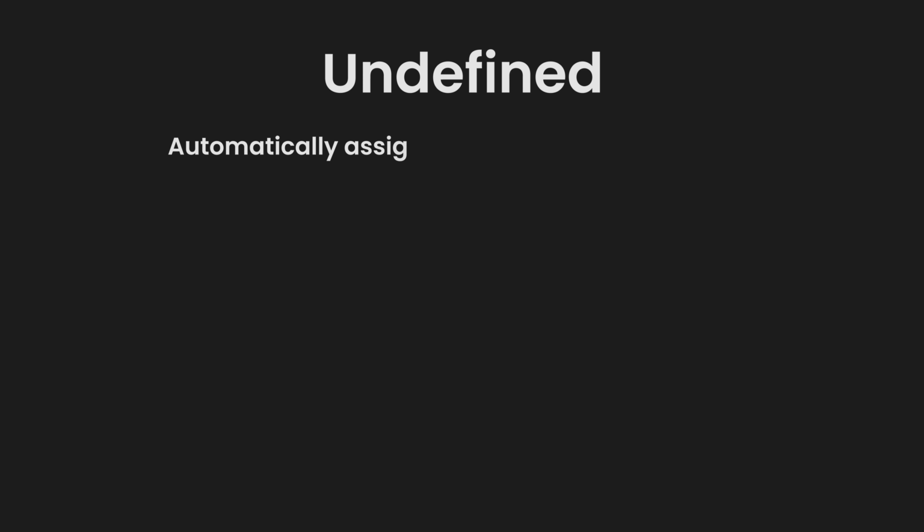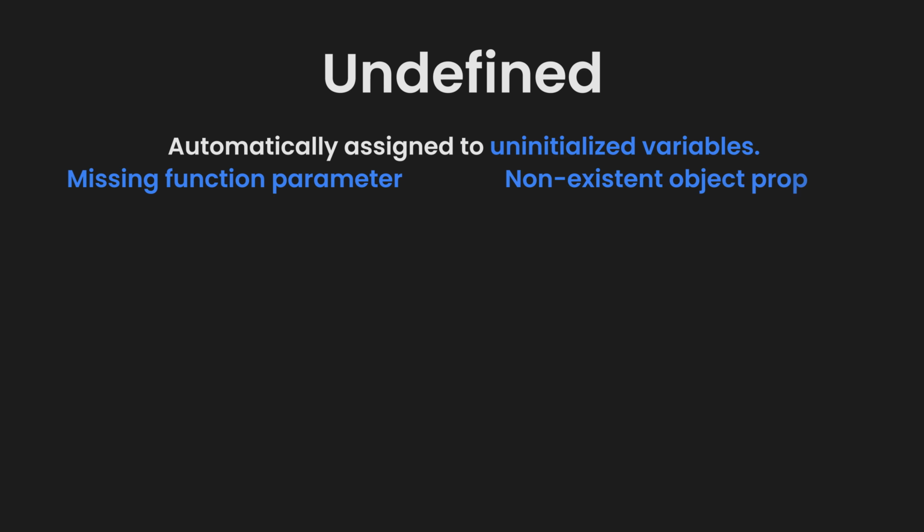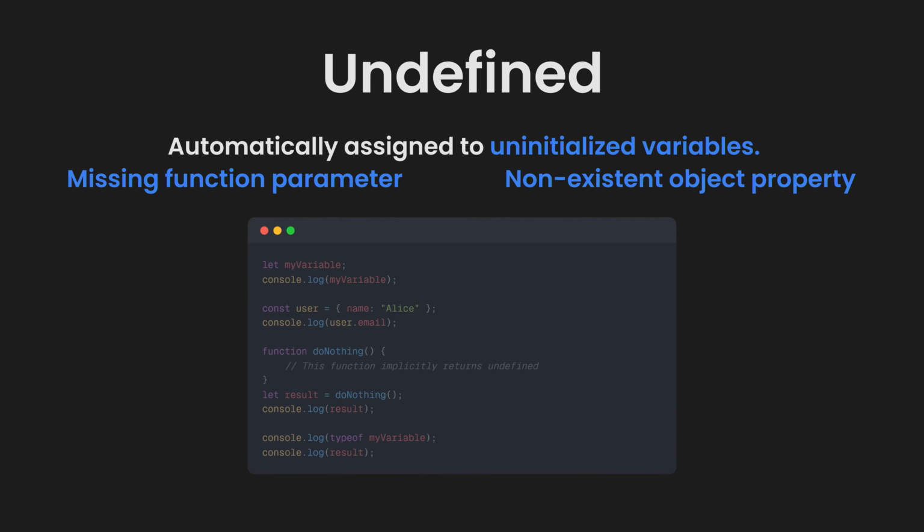Next, we have undefined. Undefined is a primitive value automatically assigned to variables that have been declared but not yet initialized. It also indicates the absence of a value, such as a missing function parameter or a non-existent object property. If you declare myVariable without assigning a value, it defaults to undefined. Accessing a non-existent property like user.email on an object also yields undefined. Functions that don't explicitly return a value will also return undefined by default. Checking typeof myVariable correctly returns undefined, and logging result from our function confirms it's undefined.